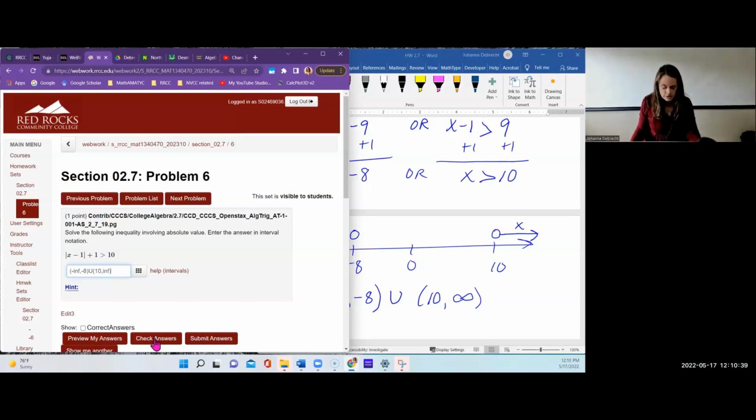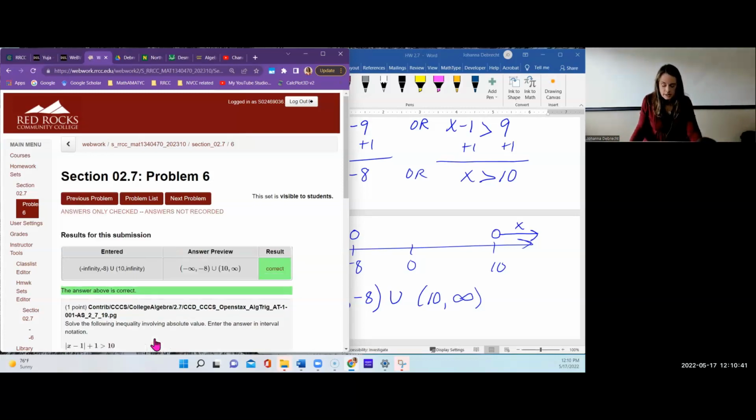I think I've got it entered correctly. Let's take a look at the possible solution. This does look like what I entered here, and it is correct.